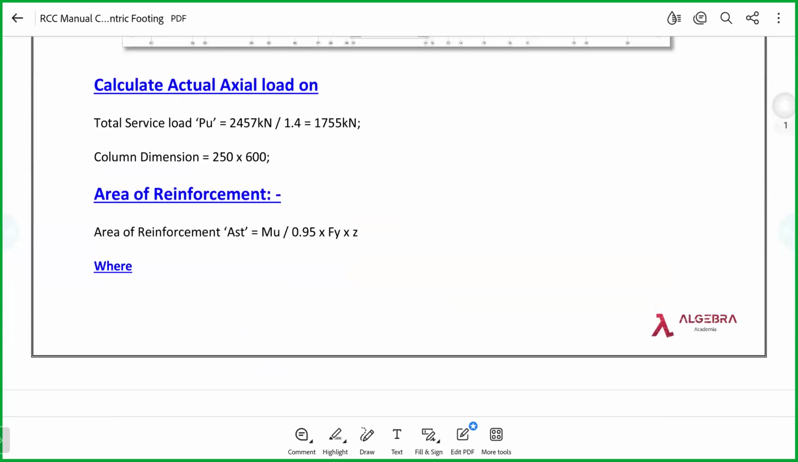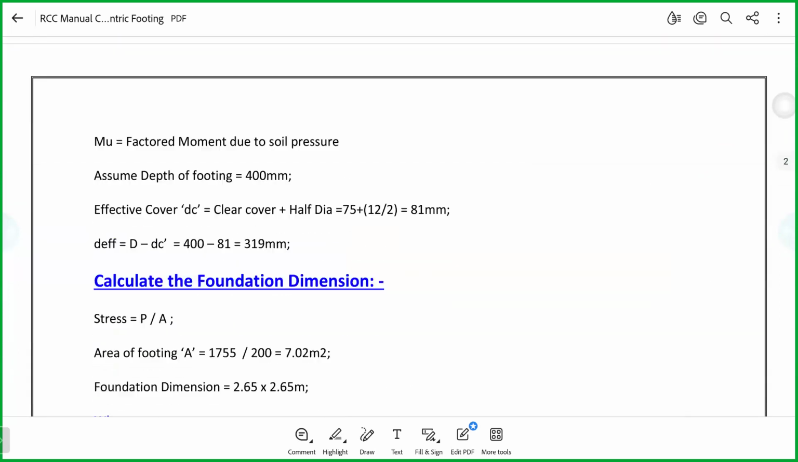Z. The Z equals what? 0.89 D effective. Yeah, D effective is here. Effective depth is simple: the overall depth minus the effective cover, like the total depth minus the distance to the bottom-most steel under tension. Overall depth minus clear cover minus half of the bar. That's called effective depth. Clear cover is what?